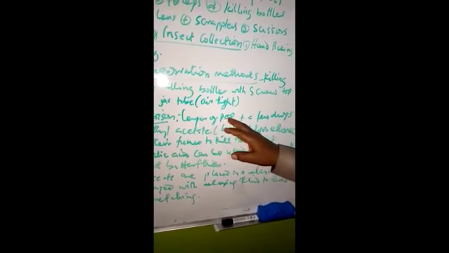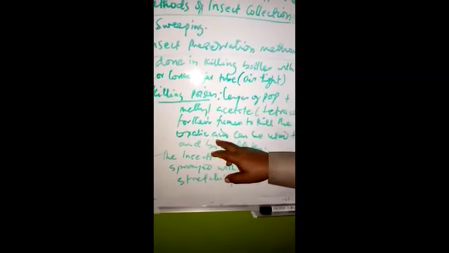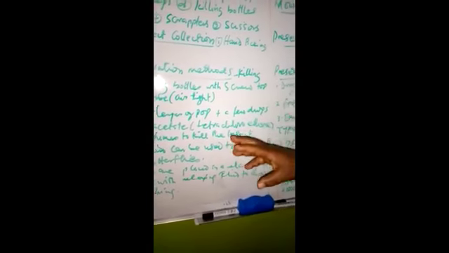Now, what are the killing poisons that we have? You just soak the poison in a layer of POP and add a few drops of methyl acetate or tetrachloroethene for their fumes to kill the insect. Their fumes are what will kill the what? Insect in a relaxed condition. Then you can also kill moths and butterflies using oxalic what? Acid. You can kill moths and what? Butterflies using what? Oxalic acid.